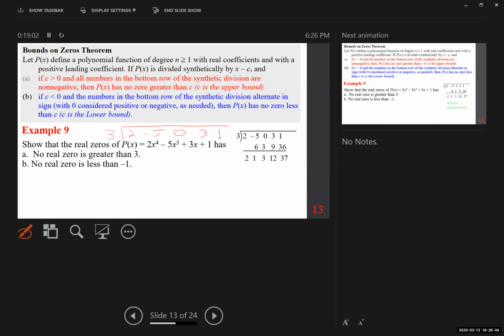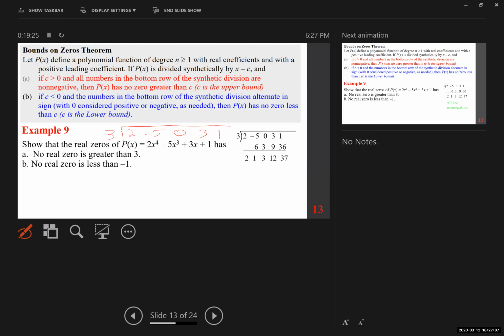Last row. All of them non-negative. By the way, even if you have a 0, it is okay. Are you with me? All of them are positive. So is number 3 an upper bound? Yes. So the answer to part A is yes. No real zero is greater than number 3. That's the meaning of it.